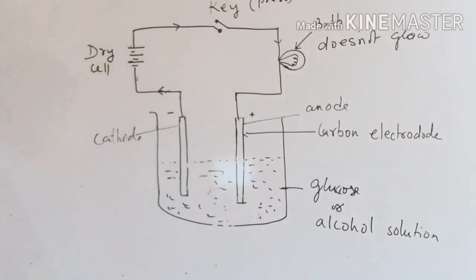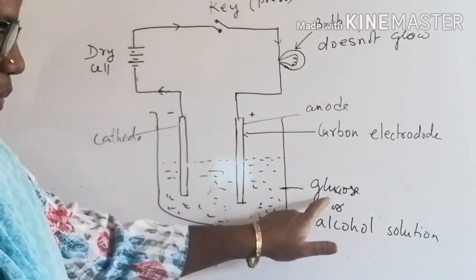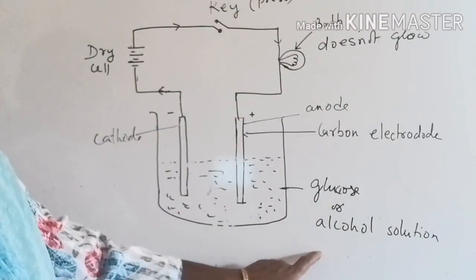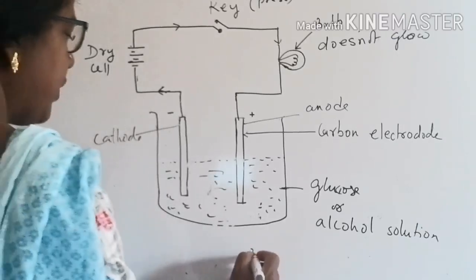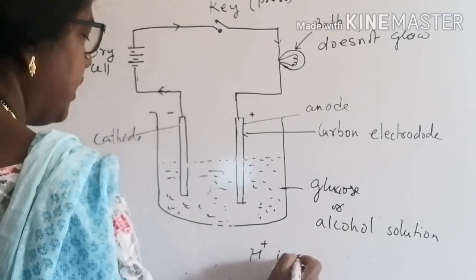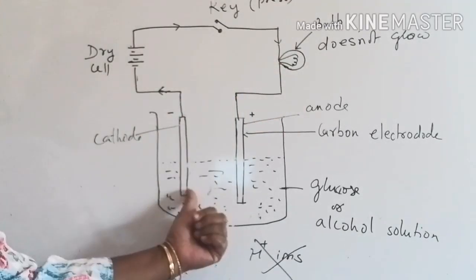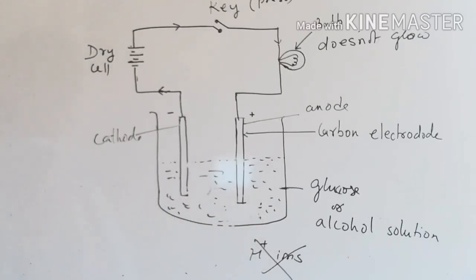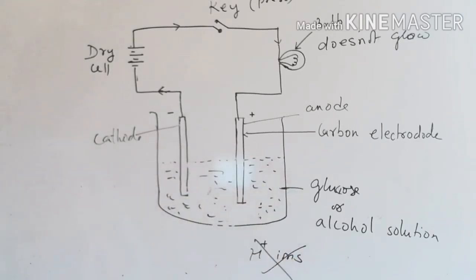Bulb does not glow. As the bulb does not glow, that shows even though glucose and alcohol have hydrogen atoms in their molecular formula, they do not produce H plus ions. And as they do not produce H plus ions in the aqueous solution, the bulb is not glowing, because here the circuit remains incomplete. And through this experiment, we can show that even though glucose and alcohol have hydrogen atoms in their molecular formula, they are not considered as acids.